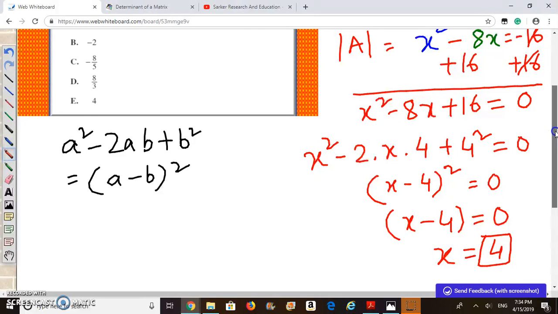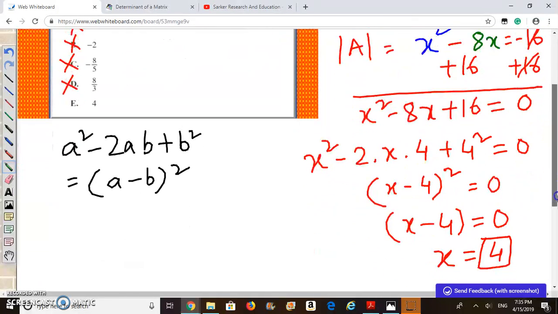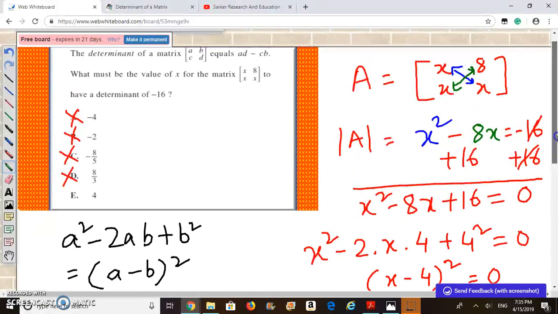Now let us match the answer with the answer choices given here. A is negative 4. No. B is negative 2. No. C is negative 8 by 5. No. D is 8 by 3. No. Now, E is 4. Let us just verify. Yes, the value of x is 4. So, E is the correct answer choice.